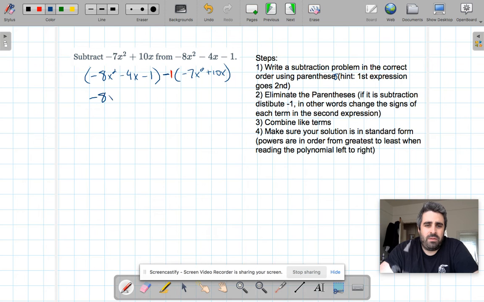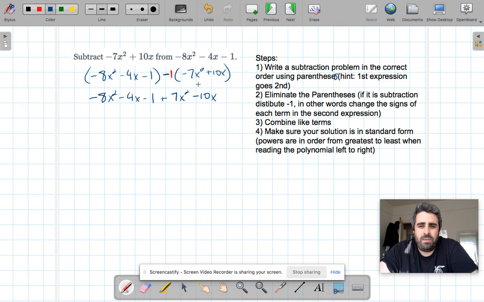So I'm going to get rid of the parentheses, and because it's subtraction, I'm going to change the signs of everything in the second term. So this becomes positive 7x squared because it was negative 7x squared, and this would become negative 10x because it was positive 10x. If it is an addition problem, you would not change the signs. It's the only difference, really. You just would not change the signs.